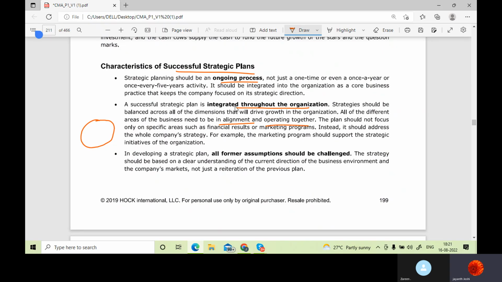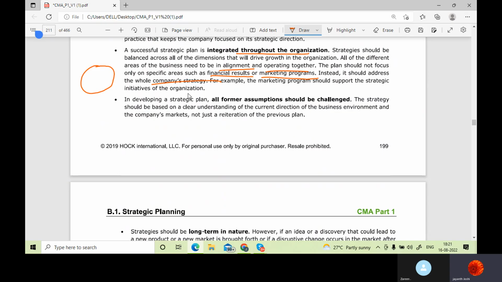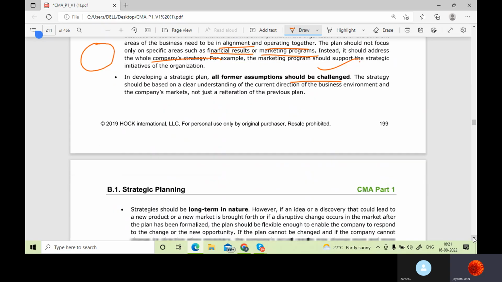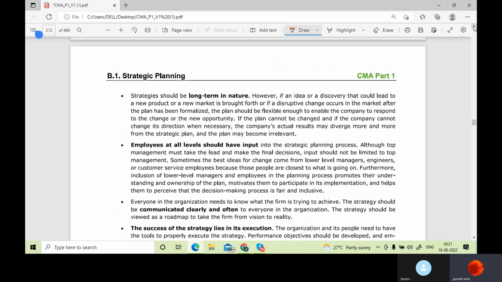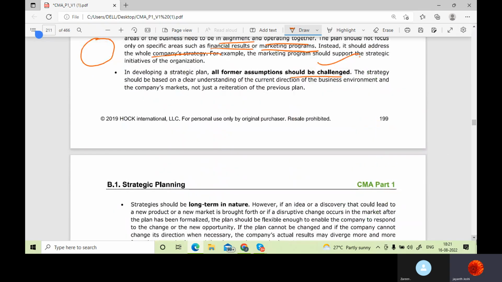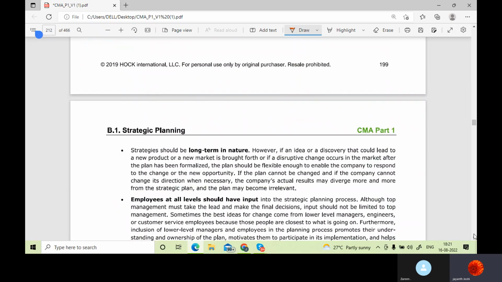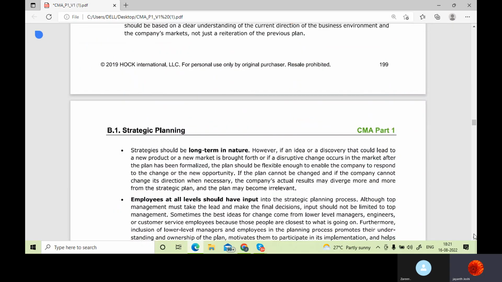The plan should not focus only on specific areas such as financial results or marketing programs. Instead, it should address the whole company strategy. In developing a strategic plan, all former assumptions should be challenged. Once we should review our previous suggestions, so that we can see what went well for us and what didn't work out well for us, so that we can make some changes.